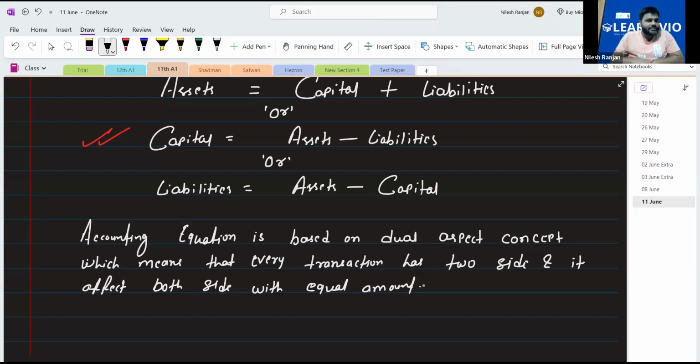Yes, sir. In the same manner, there is no effect on the capital and liabilities side also. So it has the same effect. Yes, sir. So write this also.